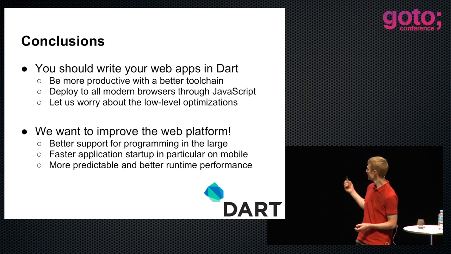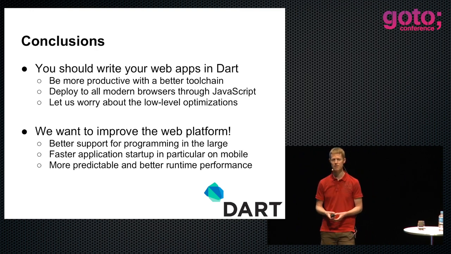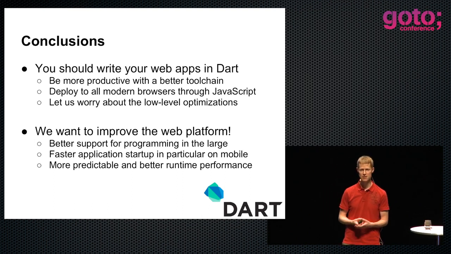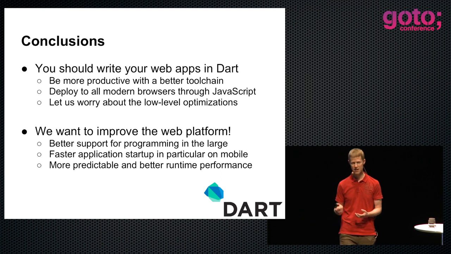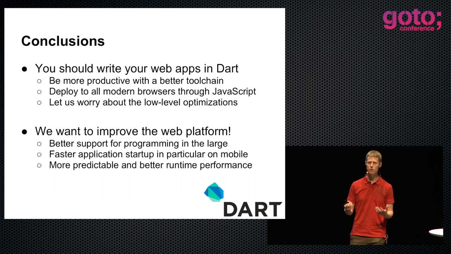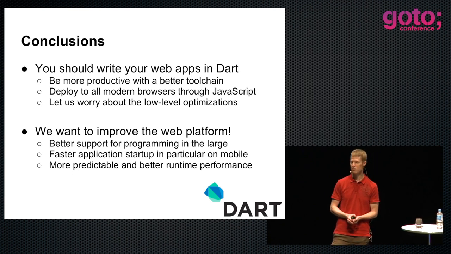The last thing is that we really want to keep improving the web platform. We really believe that the web is in need of better support for programming in the large. In particular on mobile, we see that application startup for big web apps is still a problem. It's something we certainly want to solve, and we want to give you more predictable and better runtime performance. And as you've already seen, we're getting very close on the Dart-to-JS front to native JavaScript performance, and on the VM front, it's already better. So that was all I had. I'm very open to any questions you may have about the technology or Dart.